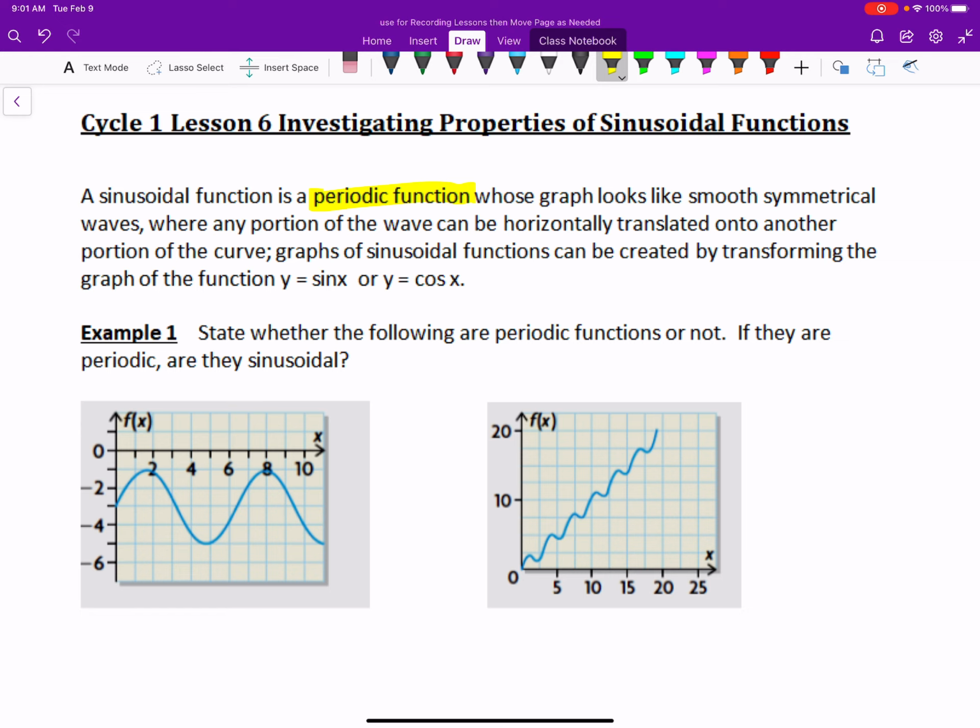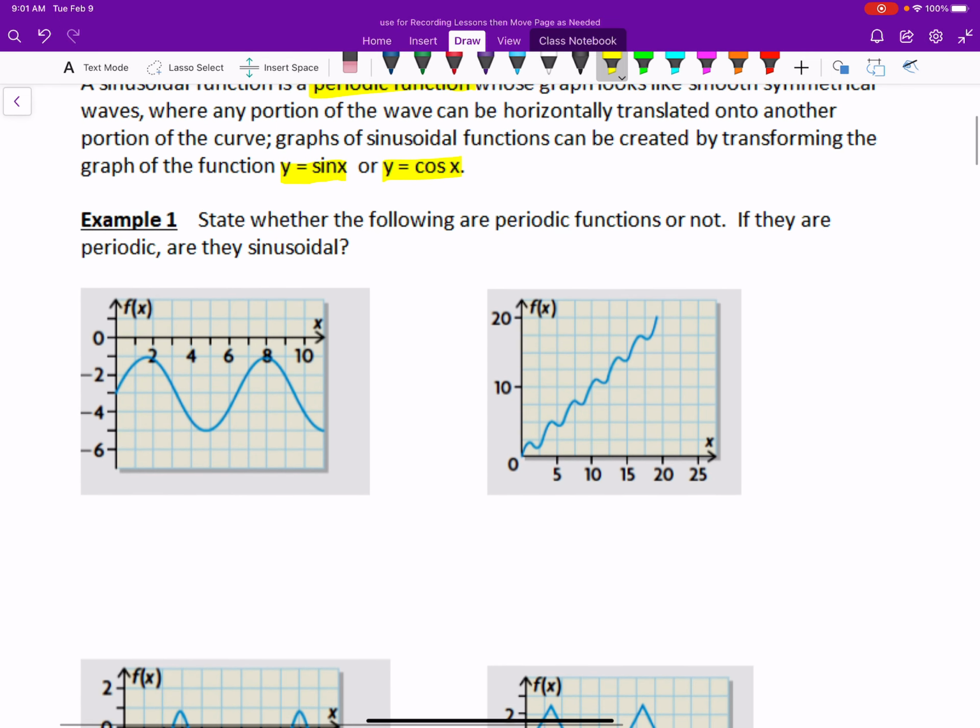And graphs of sinusoidal functions can be created by transforming the graph of y equals sine x. Again, what I was just talking about, y equals cos x. And those are going to be our two basic models. So this lesson is just about an introduction to them, and we'll get more in depth with them in later lessons. So example 1, state whether the following are periodic or not. If they are periodic, are they sinusoidal?